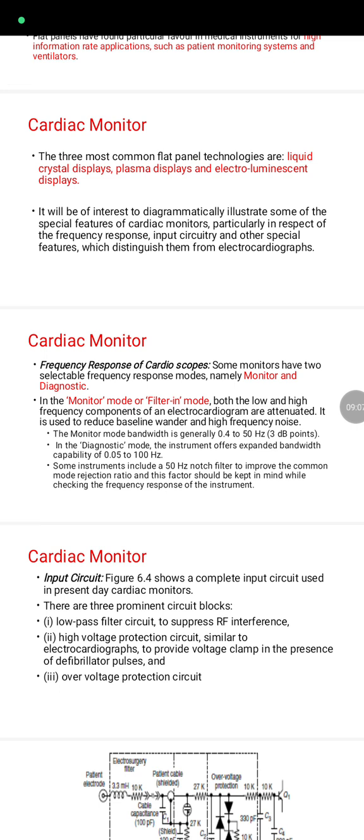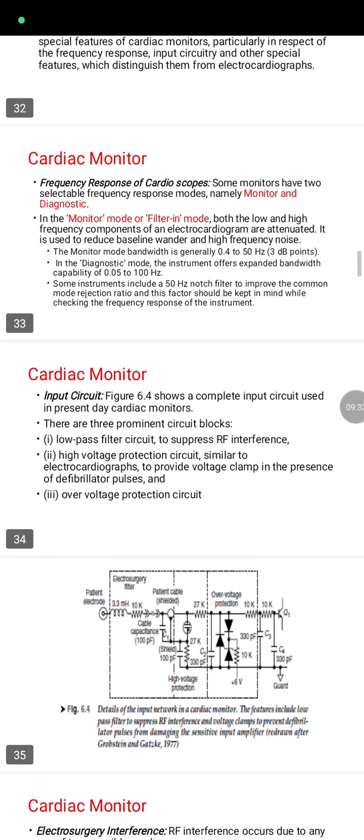Frequency response of cardioscopes. The monitor mode bandwidth is generally 0.4 to 50 Hz. In the diagnostic mode, the instrument offers expanded bandwidth capability of 0.05 to 100 Hz. Some instruments include a 50 Hz notch filter to improve the common mode rejection ratio, and this factor should be kept in mind while checking the frequency response of the instrument.